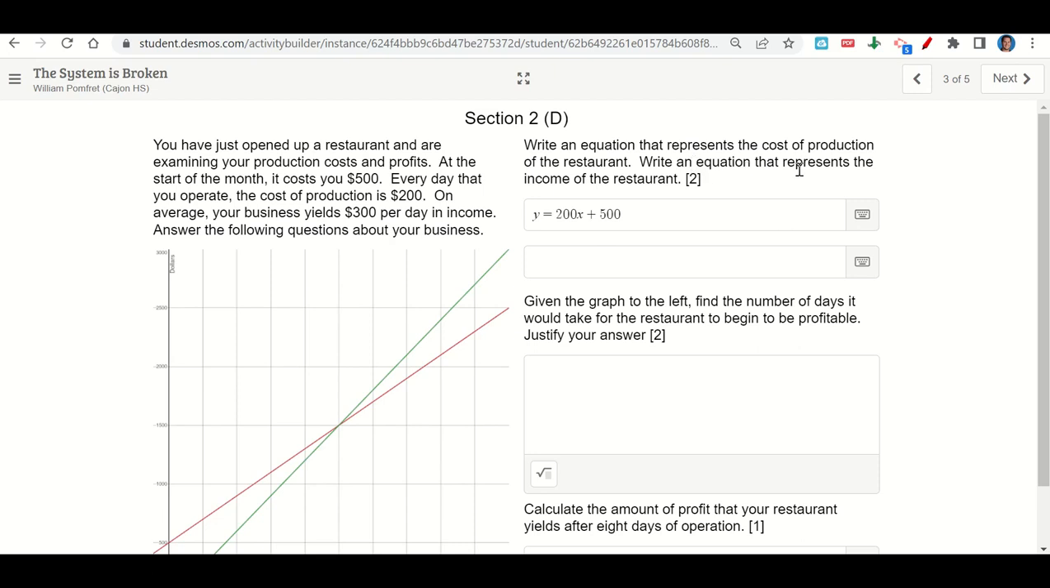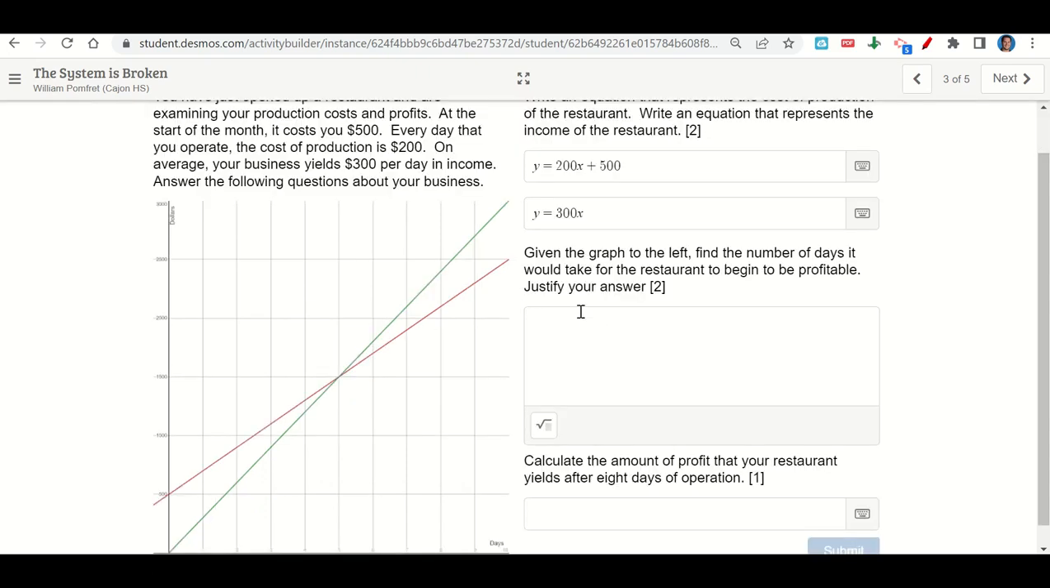The second part says, write an equation that represents the income. Well, again, Y equals, and we can see that we're making $300 per day, so 300X. So it says, given the graph to the left, which represents these two equations, find the number of days it will take for the restaurant to begin to be profitable.